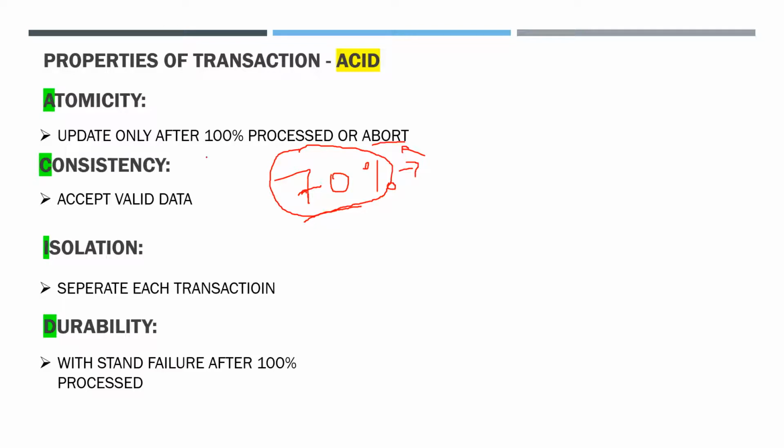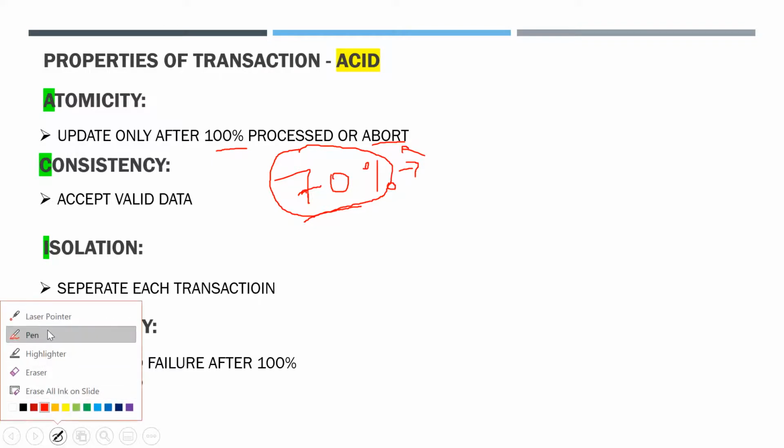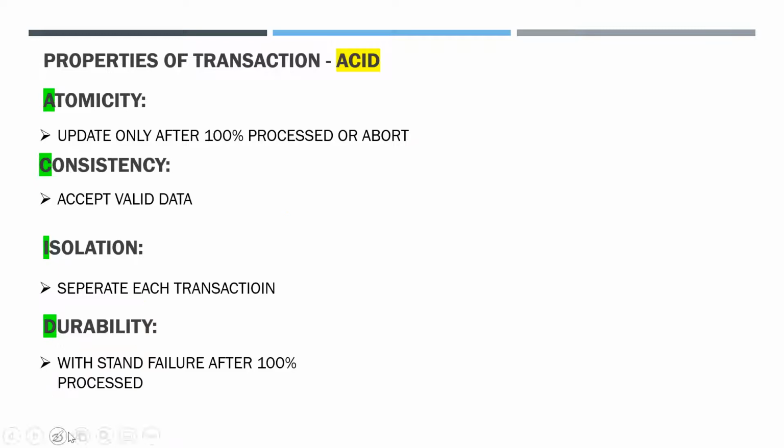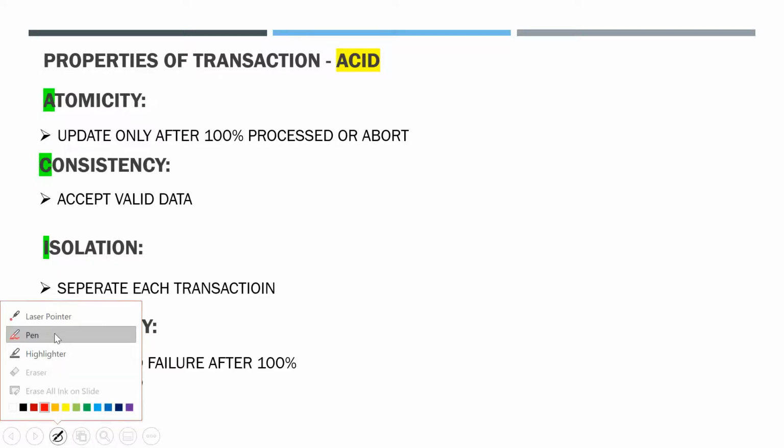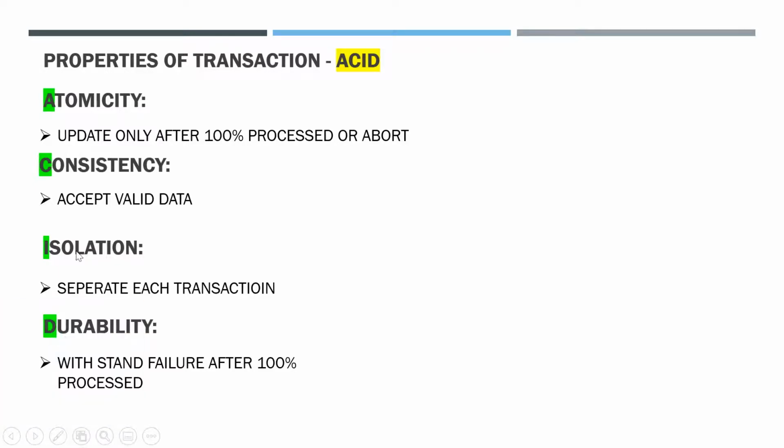Only when the transaction is 100% completed and 100% successful will the contents be updated in the database, or else the contents are deleted. There will be no trace of the transaction. All the traces are deleted. There is not even a single trace that the transaction was performed.